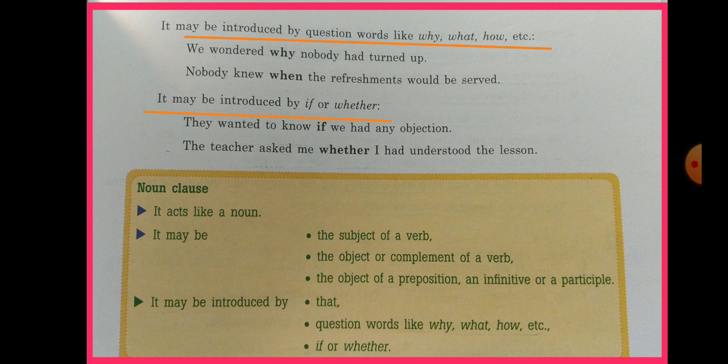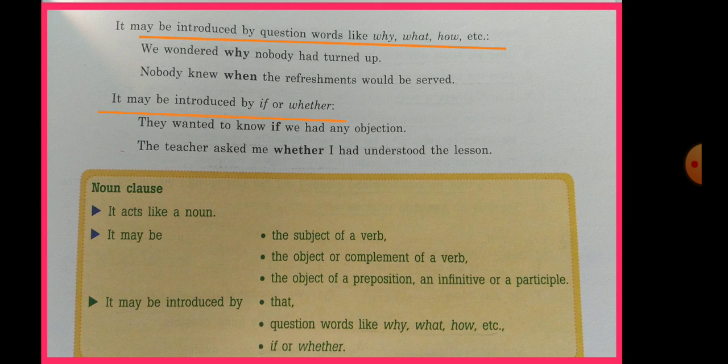So it is not necessary that you will always get that for introducing a noun clause. You may get why, what, how also to introduce a noun clause. Or it may be introduced by if or whether also. So what have we learned about noun clause? We have learned that a noun clause acts like a noun. It may be a subject of a verb or an object of the verb. It may be introduced by that, why, what, how, if or whether. They are the introducing words of a noun clause.